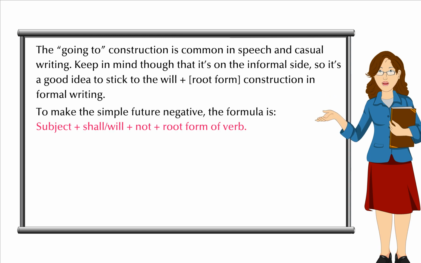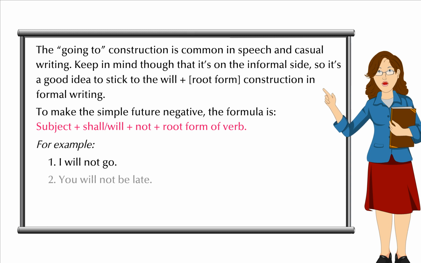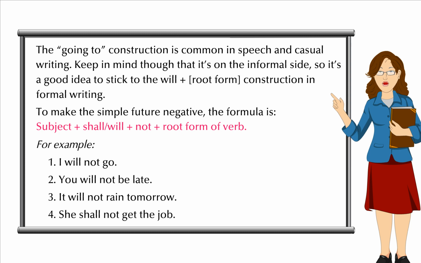To make the simple future negative, the formula is subject plus shall or will plus not plus root form of verb. For example, number 1. I will not go. 2. You will not be late. 3. It will not rain tomorrow. 4. She shall not get the job.